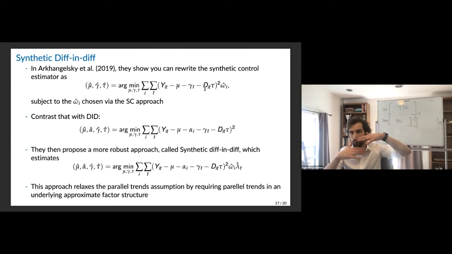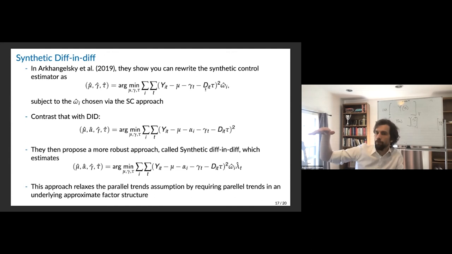And so what they're proposing, and I'm going to try and write it up so it's a little more clear in the notes, and I'll let you know in class on Thursday if I've done it yet. But conceptually, they're allowing for a version in which they basically relax the parallel trend assumption by requiring parallel trends in this underlying approximate factor structure. So there's going to be some additive factor structure that's representative of it, that's time varying, that approximates a more flexible version of the parallel trends assumption.